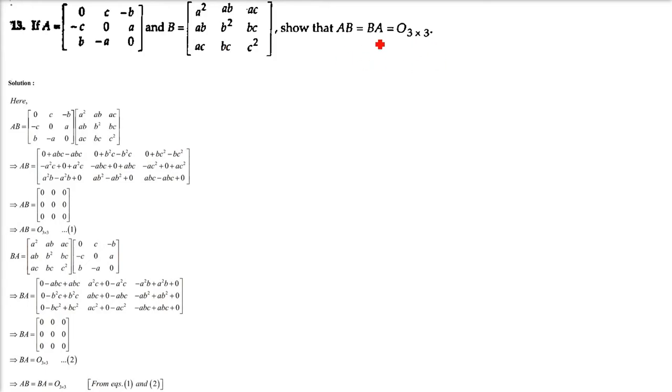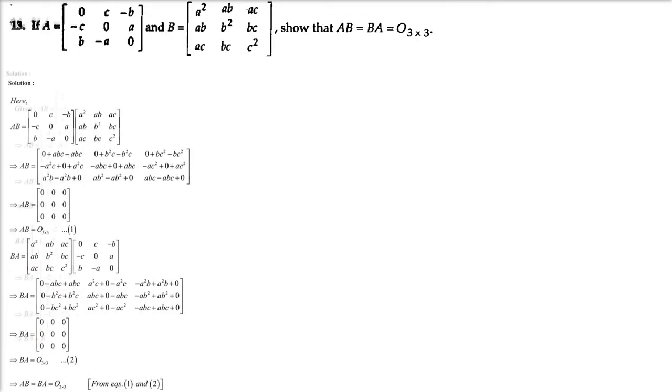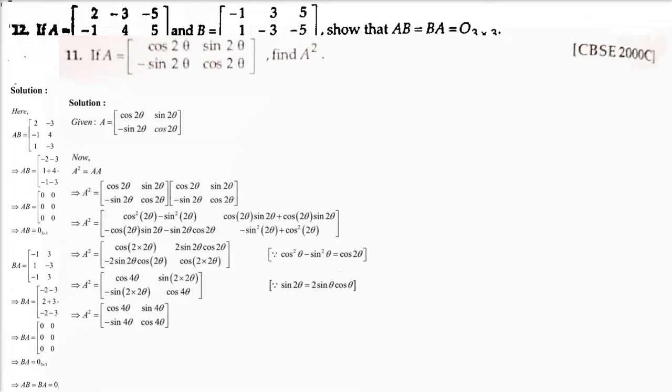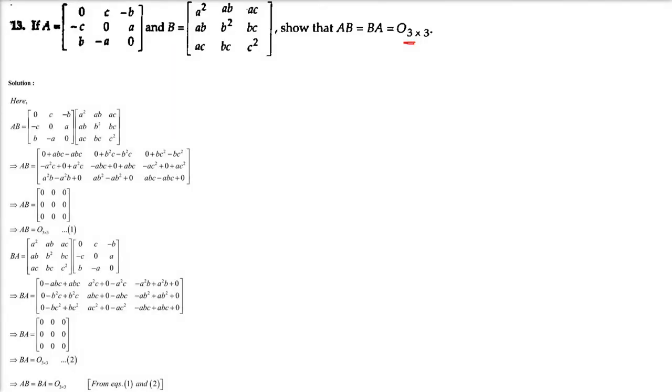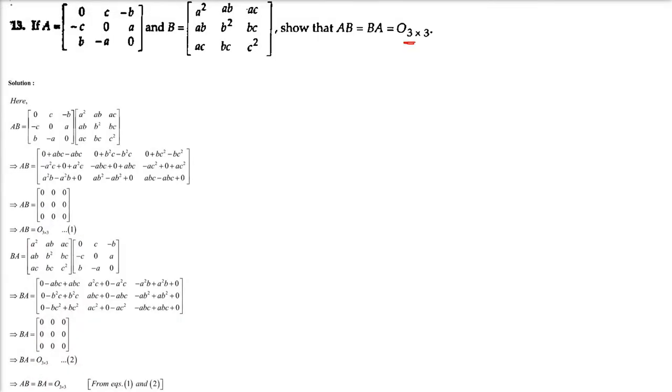So we have AB and BA. Same kind of questions here we have. This 12th one and the green one. So one of them will do, because here we have numbers, proper numbers, integers you can say. And here we have some variables. So let us do one of them so that we get a fair idea about how to solve it.